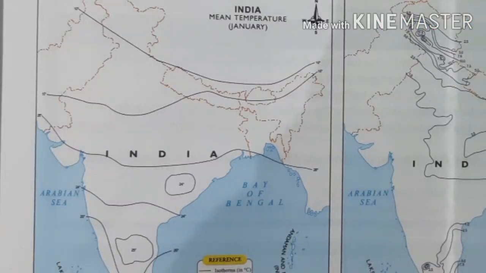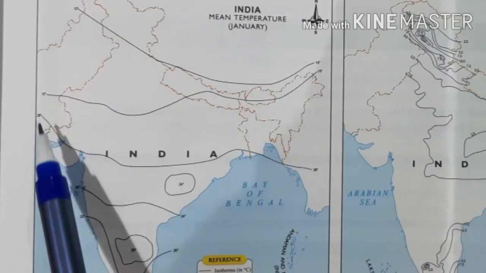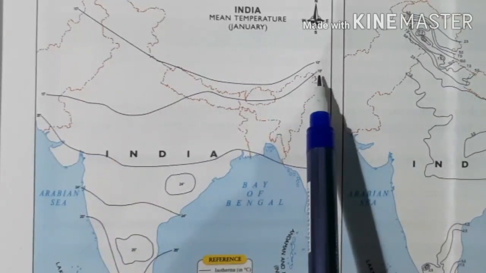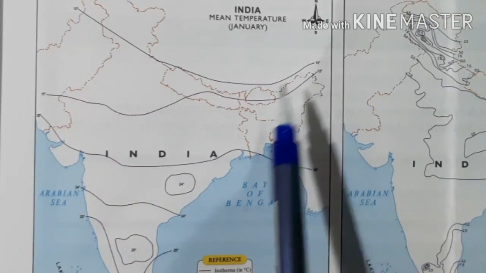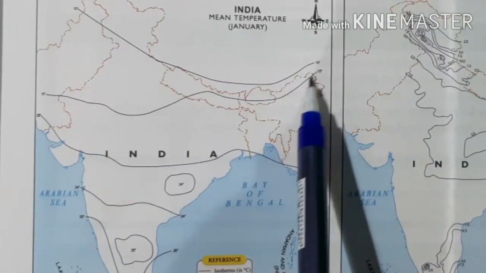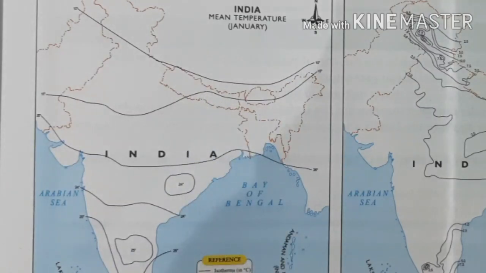In a weather map, a number of symbols are used to indicate the weather conditions. In this map, you can find an isotherm. Isotherm means these lines connect the places with the same temperature. For example, here it is 15 degrees Celsius. Here also 15 degrees Celsius. That means all the places through which this line passes experience a temperature of 15 degrees Celsius.